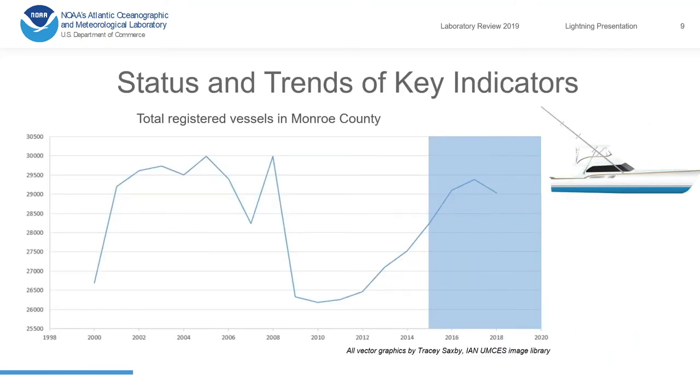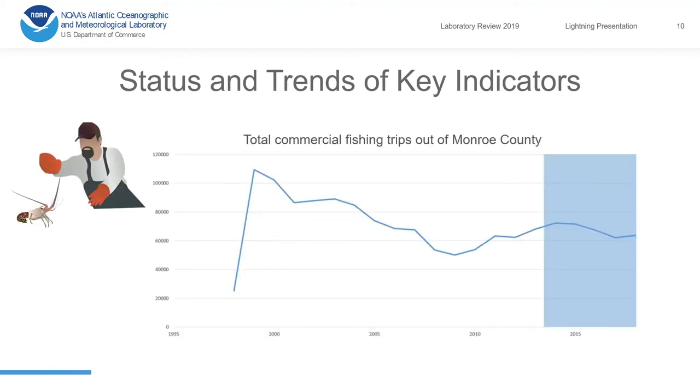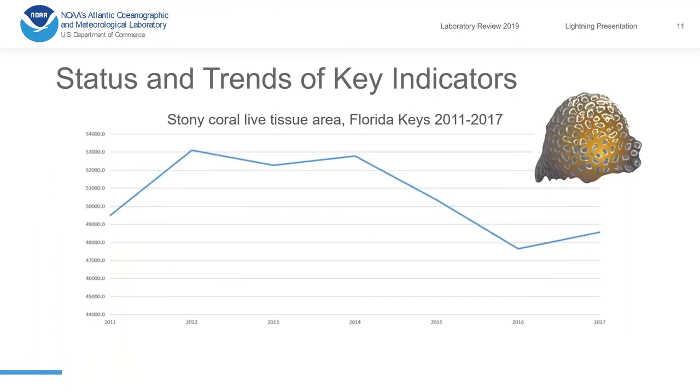So I've just got a couple of key indicators to show you. Total registered vessels in Monroe County, which is where the Florida Keys are, was selected as an indicator of human activities. You can see a huge drop relevant to the recession and recovery in the past 5 years. So it's indicated by that blue bar. Similar trend in total commercial fishing trips out of the Florida Keys. Not quite as extreme, but again, recovering in the past 5 years.